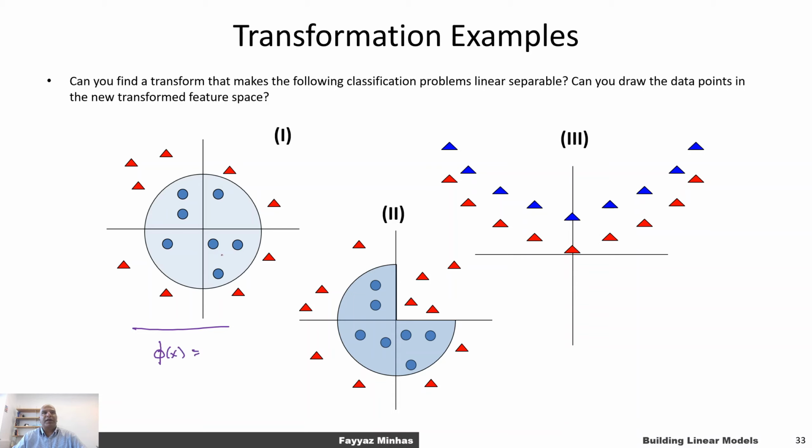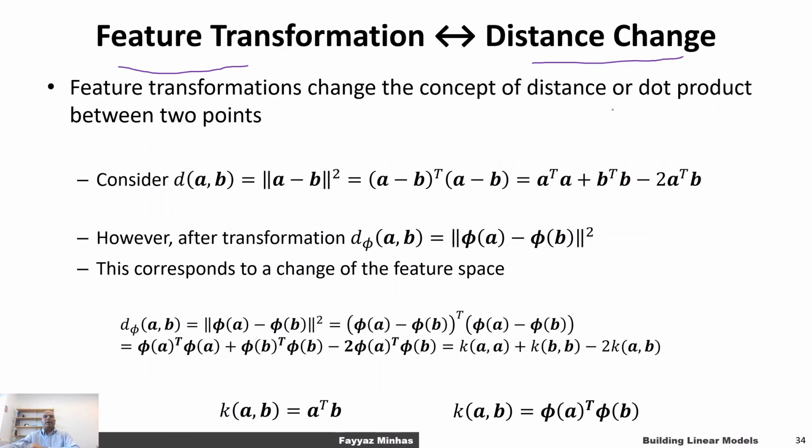So find phi of x that would make this problem linearly separable. The same thing goes for this one, and the same thing goes for this one. So please go ahead and try to do that. Now let's come back after that slight deviation from our original plan.